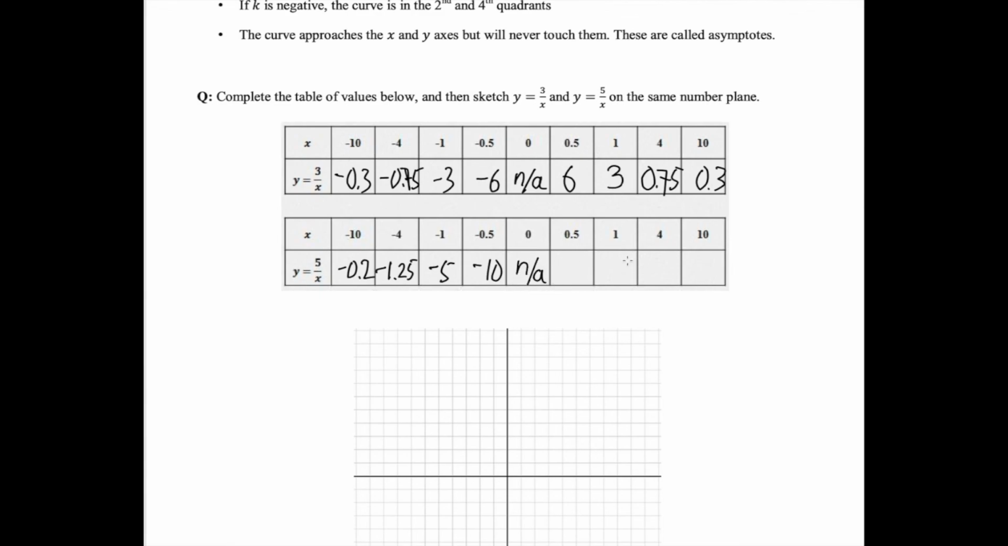Now these values are just going to be the same as these, but the positive version. So 1.25, and then 5 divided by 10, 0.5. Okay, so I made a mistake here, as you can see. This should not be minus 0.2, it should be minus 0.5.